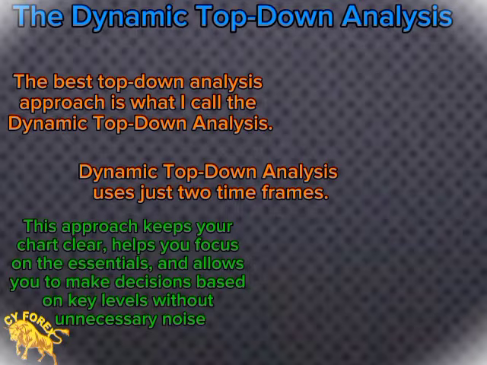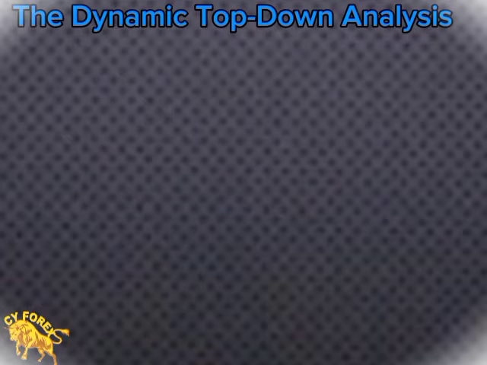Here's how it works. With dynamic top-down analysis, you only need 2 time frames to keep your trading focused and effective. Start with a higher time frame to find the most important levels in the market. This includes key support and resistance levels, supply and demand zones, and order blocks, all areas where price is likely to react. These levels give you a roadmap and help you stay aligned with the overall market direction. Once you've marked key levels on the higher time frame, switch to your lower time frame to look for specific trade setups and entries. This is where you'll identify setups that align with the levels you marked, filtering out unnecessary noise and focusing on entries that match the bigger picture.